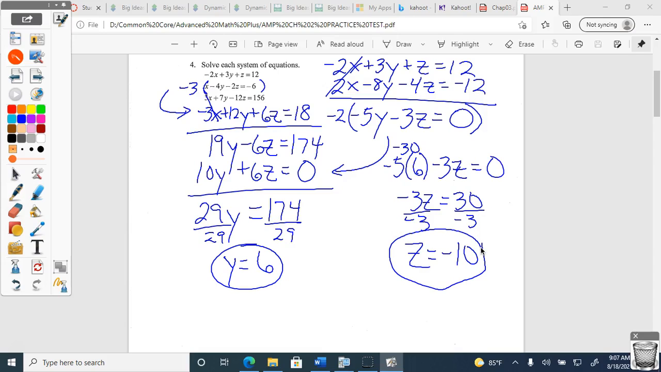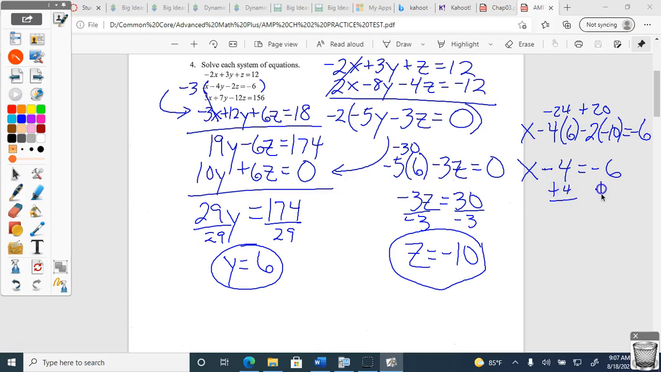And then you take both of them and plug it in to get, what are we missing? X. So I'm going to use the middle one because it's already just X. So X minus 4 times Y, which is 6, minus 2 times Z, which is -10, equals -6. So -24 and 20 is -4, right? So add 4, positive, or negative 2. Negative 2. So my answer is negative 2, 6, and negative 10.